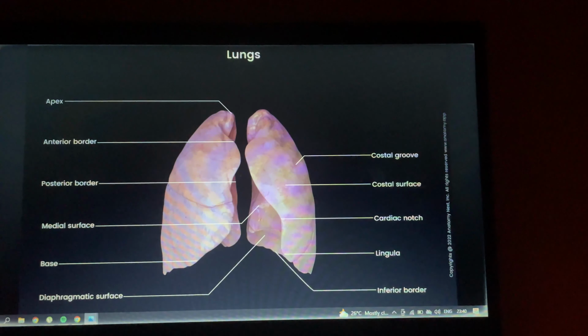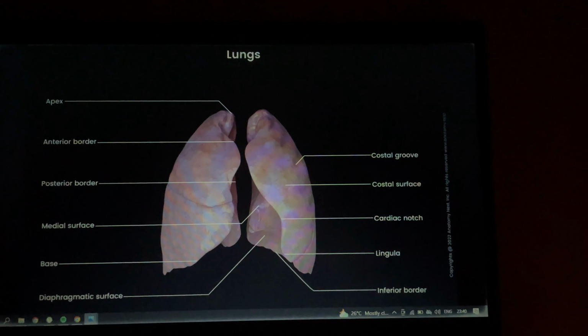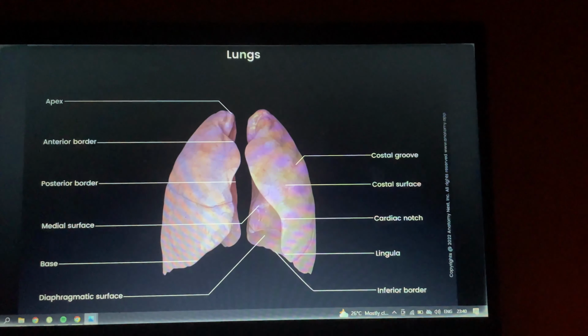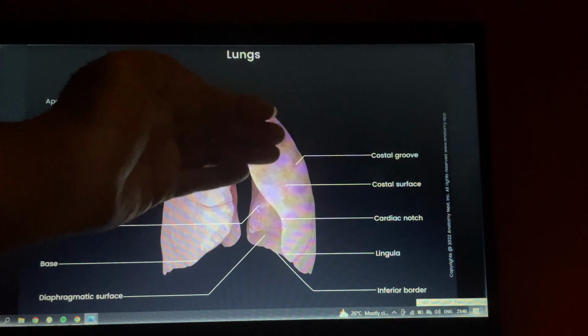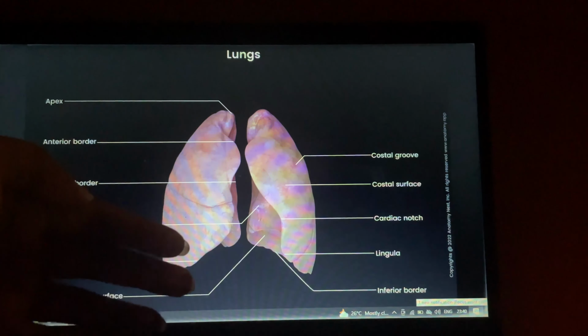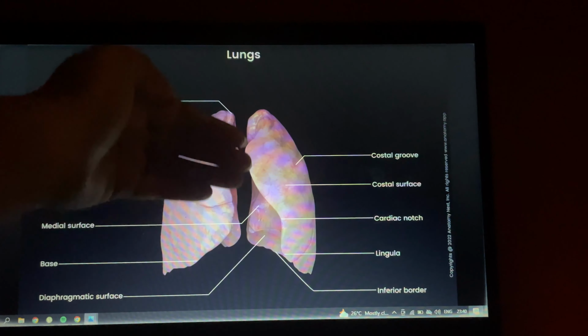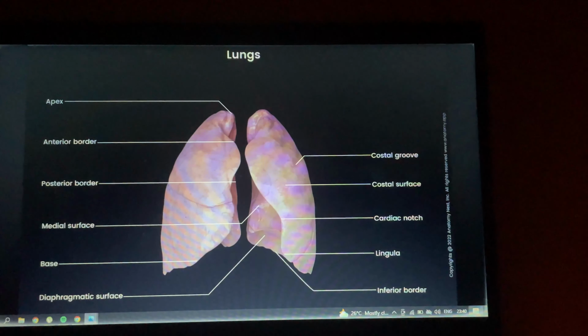And next one is the medial surface. The medial surface is divided into the posterior or vertebral part and the anterior or mediastinal part. Here in the medial surface, the anterior part is called the mediastinal part, and the posterior part is called the vertebral part. Okay. Next, the mediastinal part is related to the mediastinal septum and shows a cardiac impression, the hilum, and a number of other impressions which differ on the two sides.